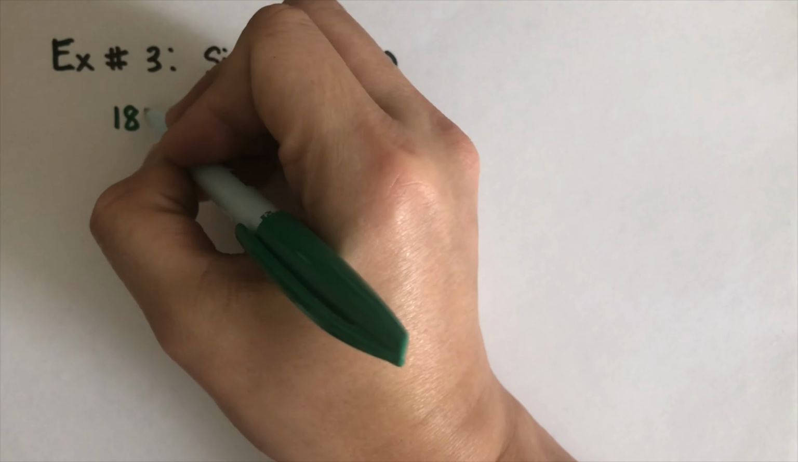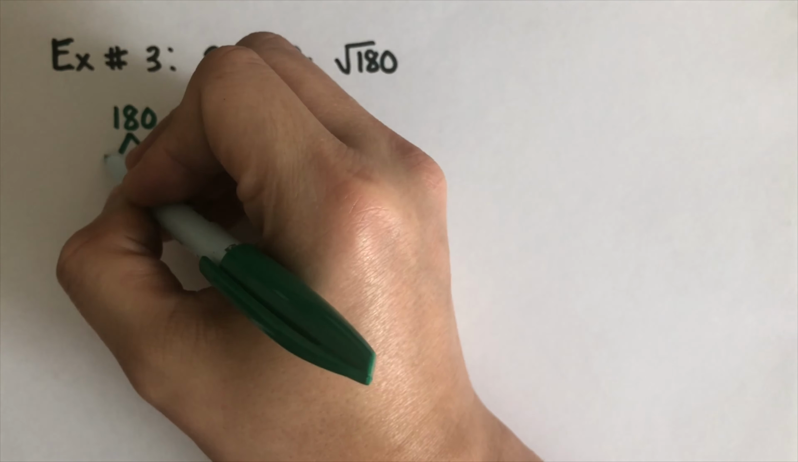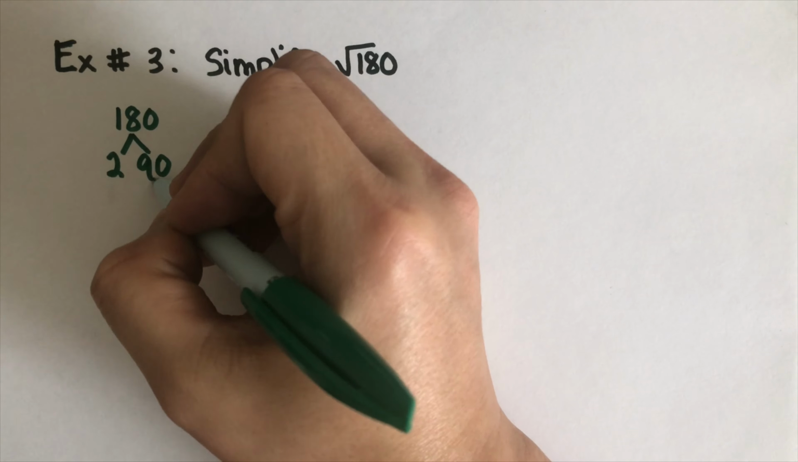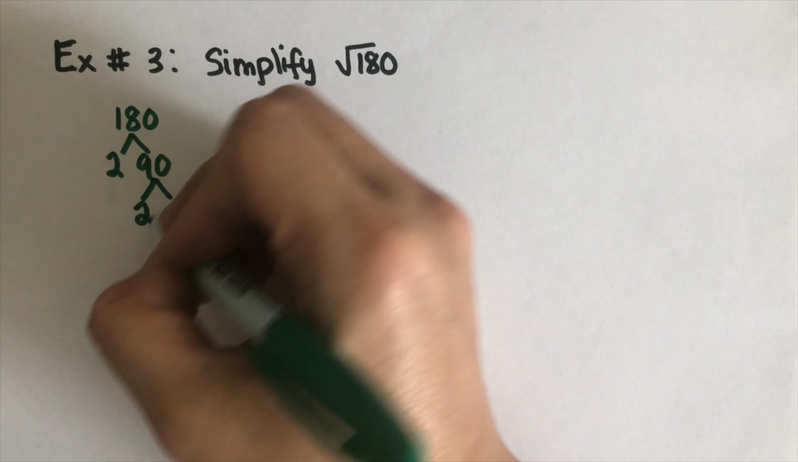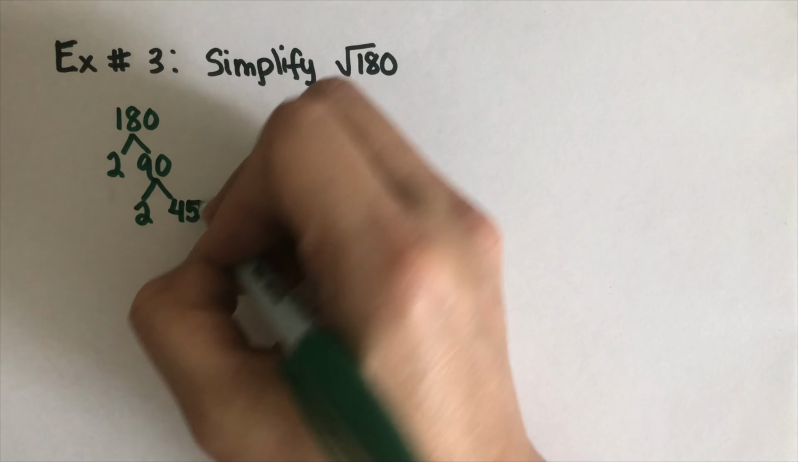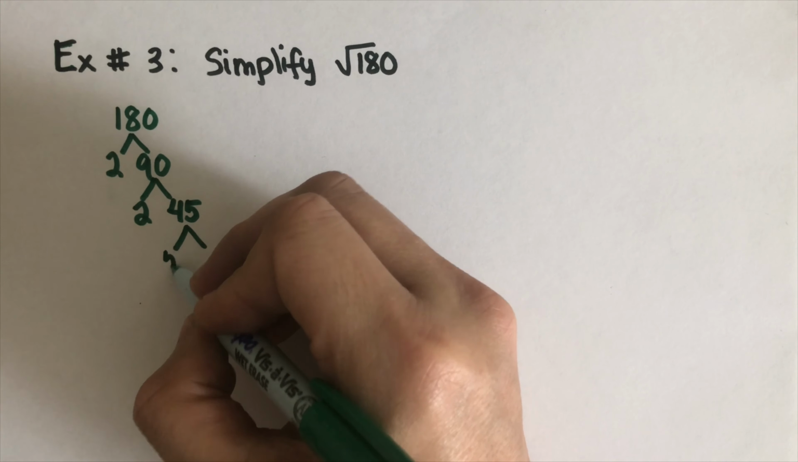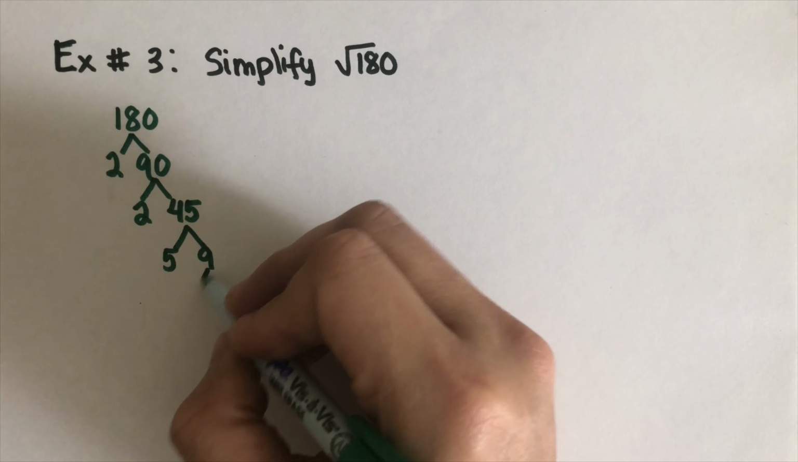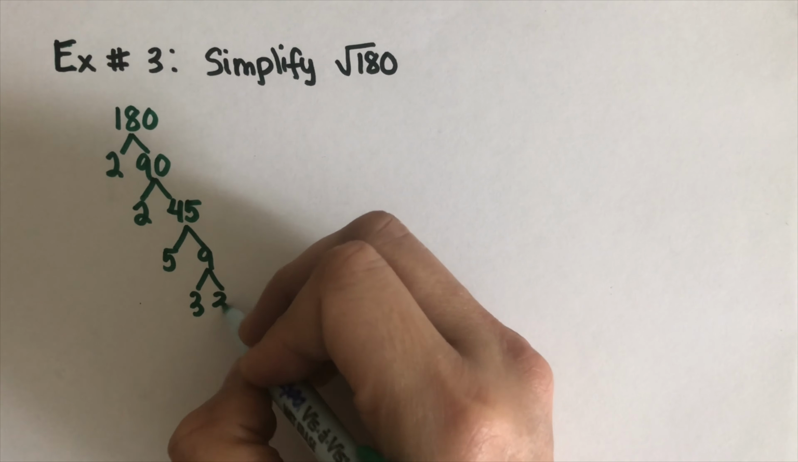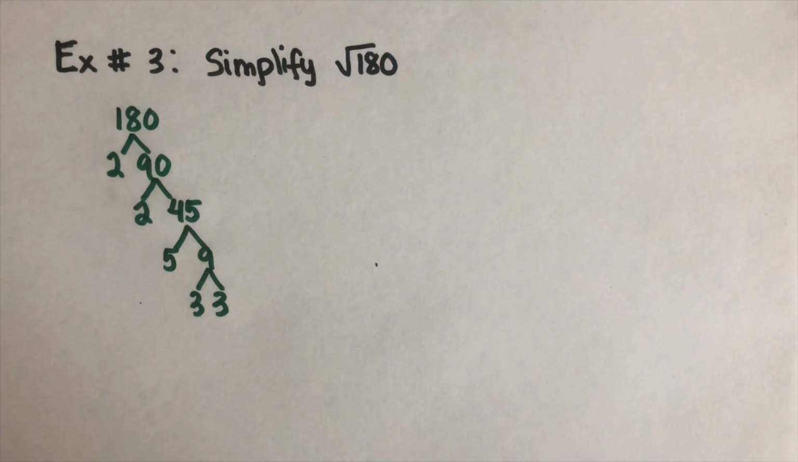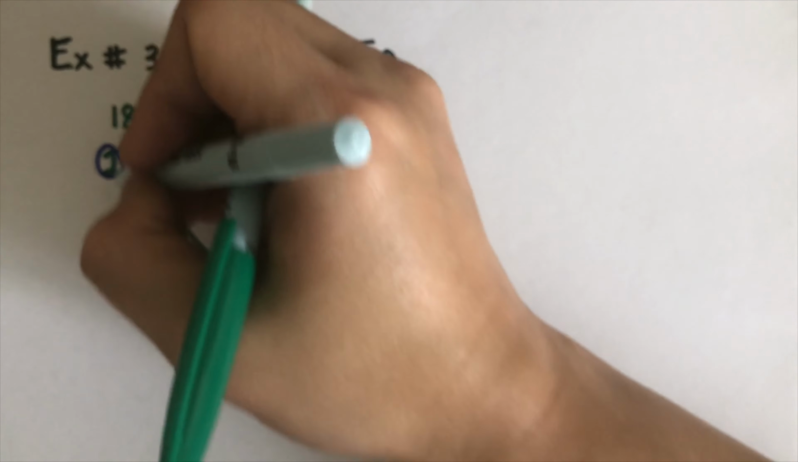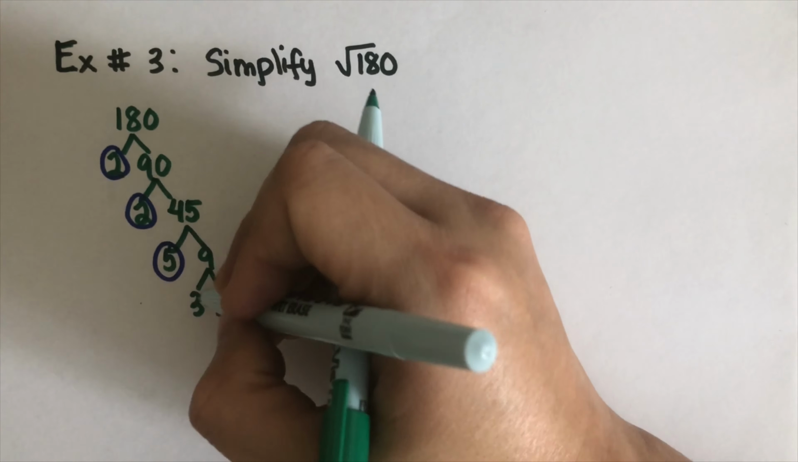So we got 180. So that would be 180 divided by 2 would be 2 times 90. 90 divided by 2 is 2 times 45. So those are the factors. And then 45 doesn't work with 2, but it works with 5 and 9. And so 9 would work with 3 and 3. So then the factors are these ones right here.